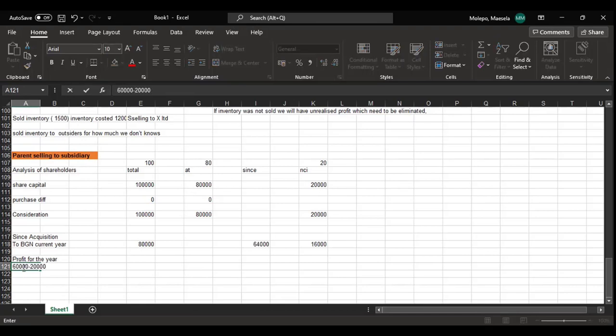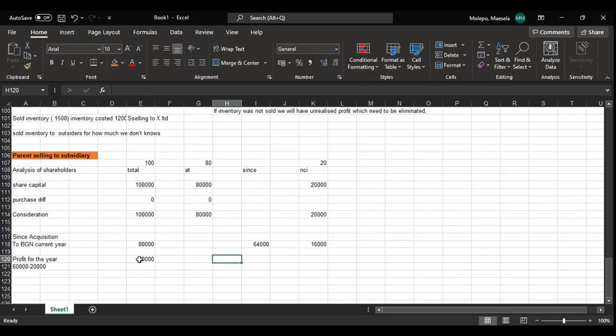If you check your pre-adjustment trial balance, the 60 is profit before tax and the 20 is the taxation. So they give you a profit of 40,000. We are happy, right? Yes, sir, we understand. All right. Here it's 40, then 32, and then 8,000.